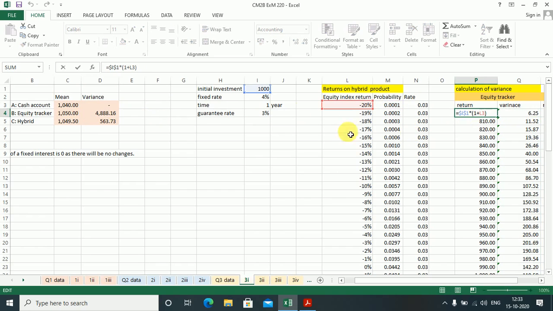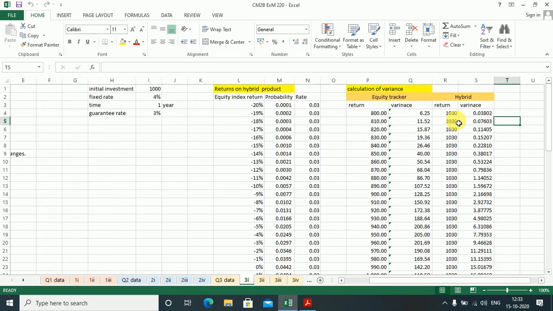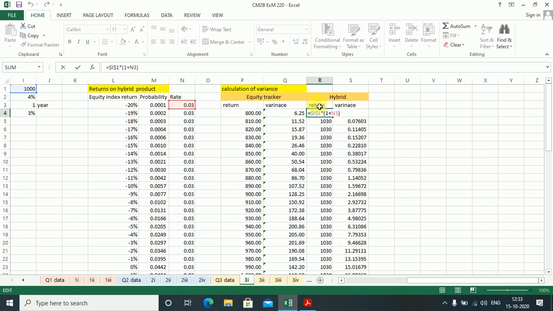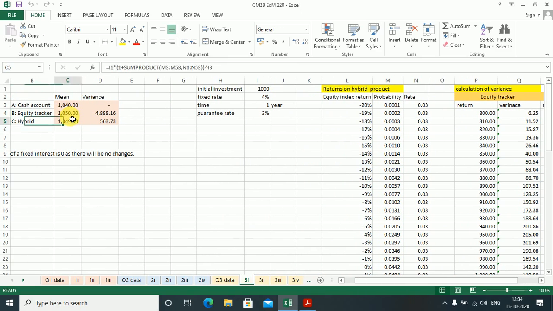So once you have calculated the return, accumulated to 1 year, 1000 into 1 plus I, then you calculate (800 minus mean) to the power 2 into probability, and the sum of this will give me the variance. Similarly, for the hybrid account you also calculate the variance: return into 1 plus I, and then variance equals (return minus mean) to the power 2, that is (x minus mu) to the power 2 into probability, and the sum of this entire thing will give me the variance of these two.